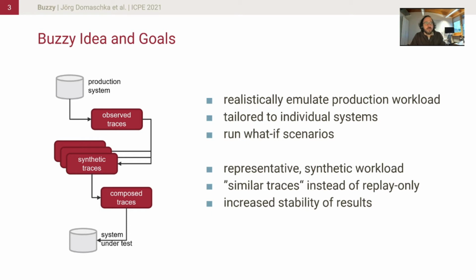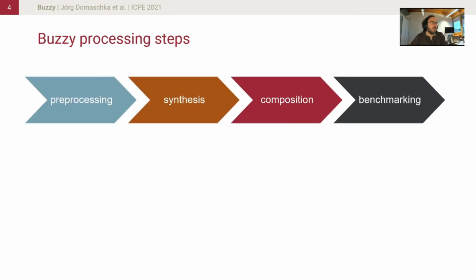Furthermore, this would give us similar traces instead of replay-only traces. So we have traces that resemble our current workload but are not identical, and by that we expect to get an increased stability of the results. So we not only optimize for a particular sequence of operations, but rather for a group or setting. Overall, Buzzy has 4 steps of processing, and we will briefly go into each of them in the following.